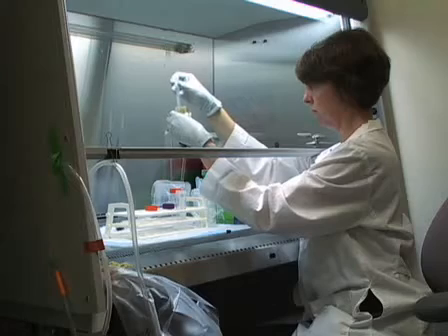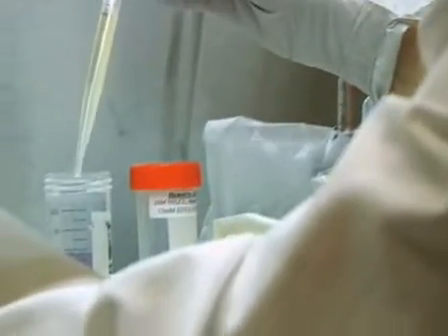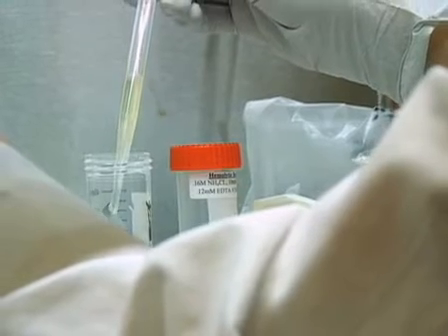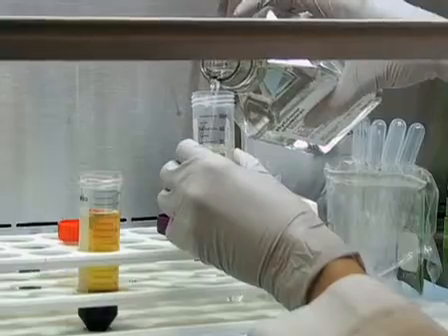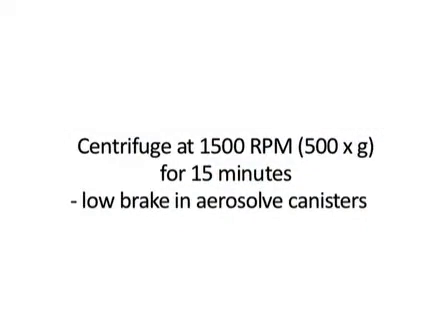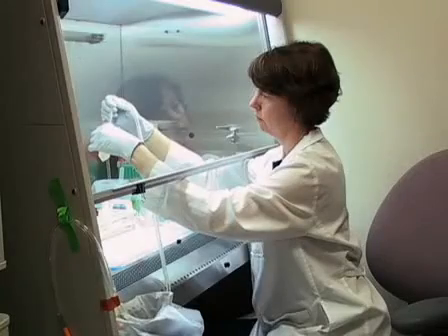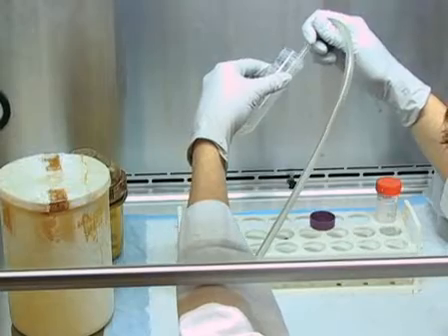Gently skim off white blood cell layer using a transfer pipette and transfer to new tube. Some plasma and Ficoll may be drawn up with the PBMCs, but avoid drawing up any of the red cell layer. Typically, 2 blood tubes can be combined into 1 cell tube at this step to increase the pellet size. Add PBS, bringing the total volume to 50 milliliters, and centrifuge at 500 times G for 15 minutes on low brake in aerosol canisters. Aspirate liquid using a Pasteur pipette, taking care not to disturb the pellet.